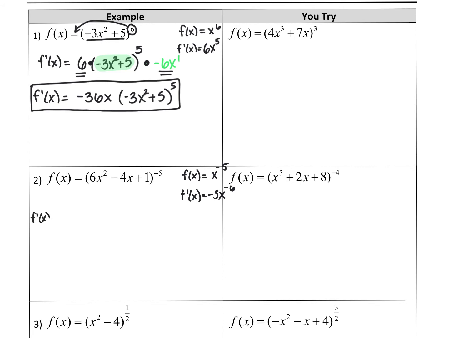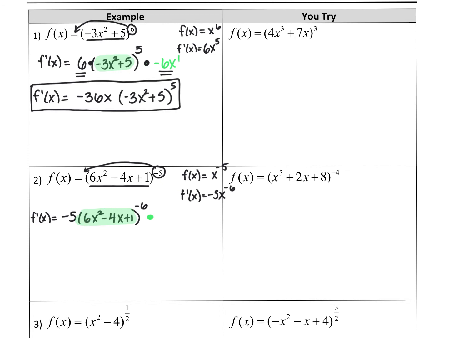So the concept here is the same. F prime of x, we take the negative 5, bring it in front. This is your base that you're going to keep the same. So 6x squared minus 4x plus 1. And we're going to decrease the power by 1, which gives us negative 6. And like we did before, since we have more than just one thing in here, we need to take the derivative of the inside and multiply it.